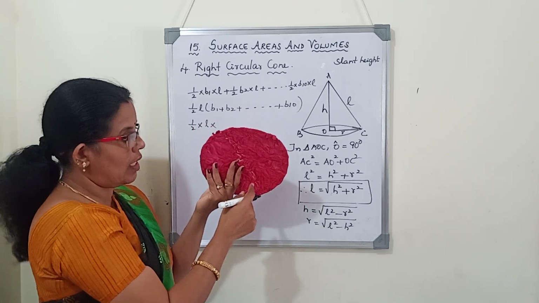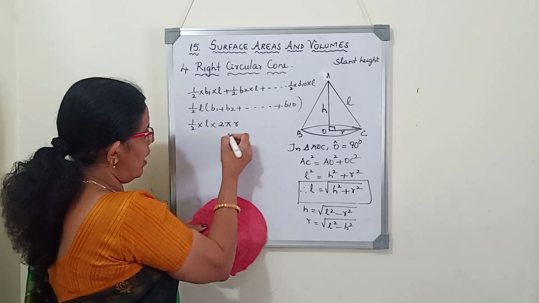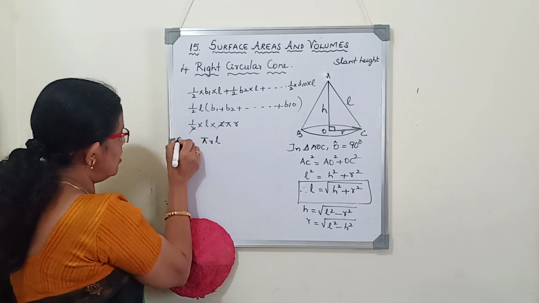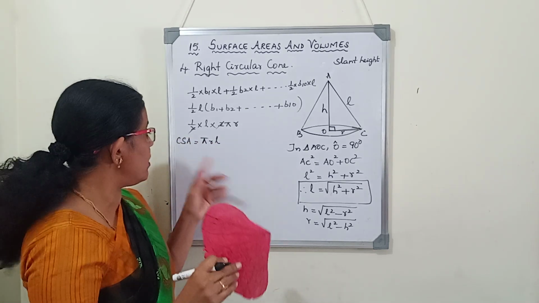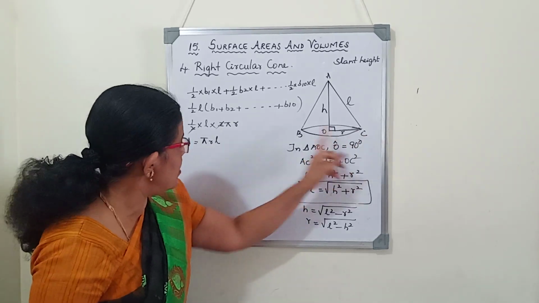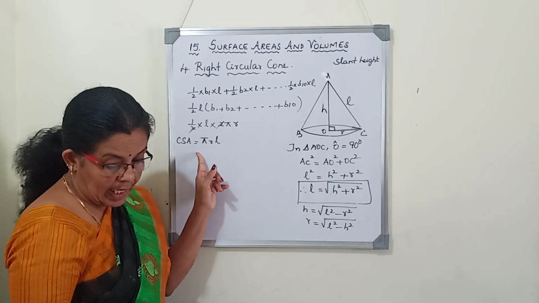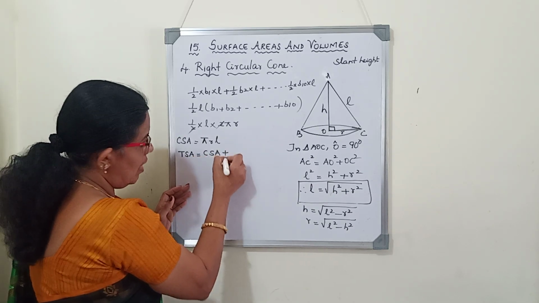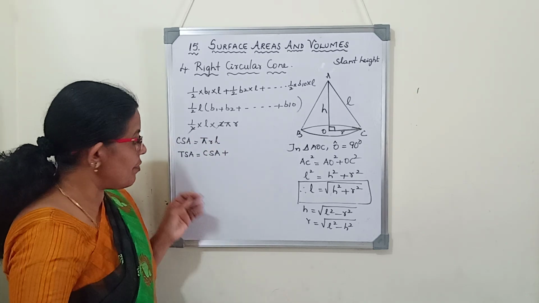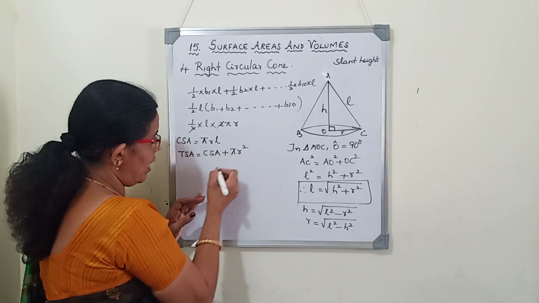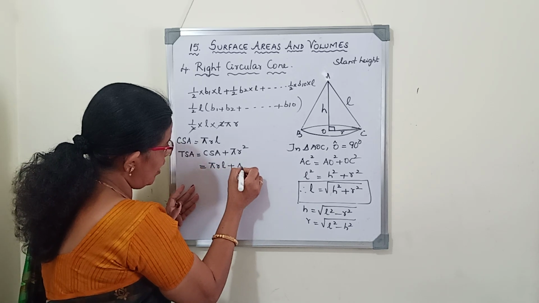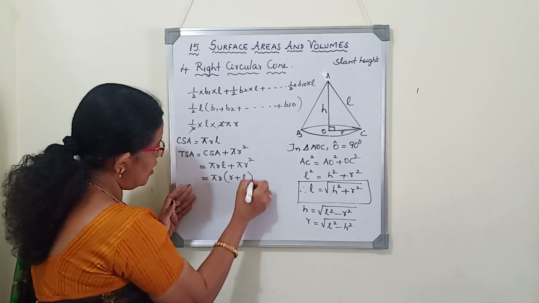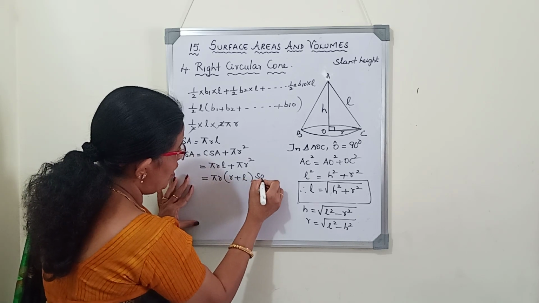We know that the circumference of a circle is 2 pi r, so half L into 2 pi r; the 2 and 2 cancel. Pi into R into L, pi RL, is the CSA of a cone. So the CSA of a cone is pi RL, where R is the radius and L is the slant height. Now we will write TSA. TSA is CSA plus the area of the circular surface. Area of a circle is pi r square. So pi RL plus pi r square. In this, pi r is common, into L plus R, or R plus L. So this is the TSA of a cone, in square units.